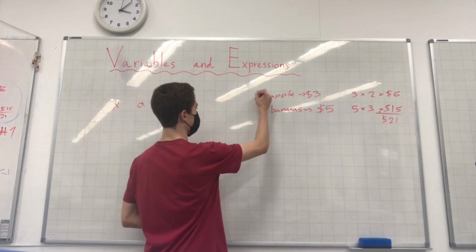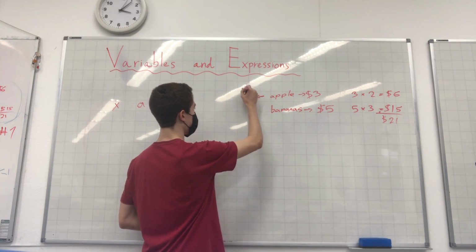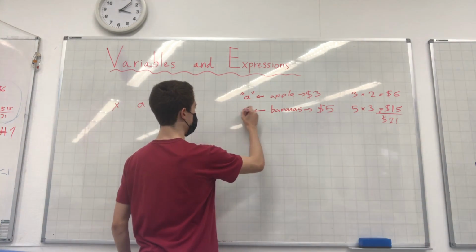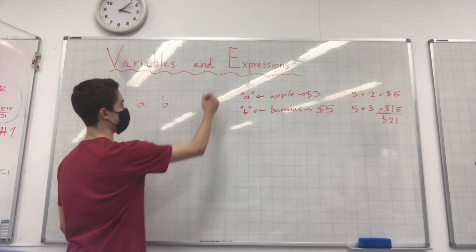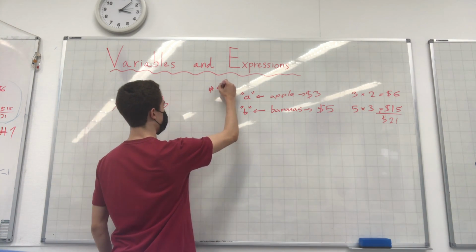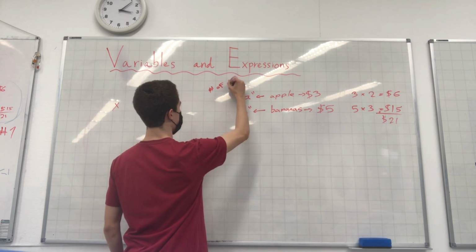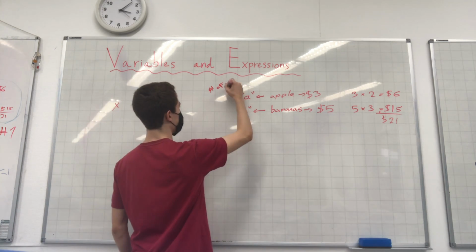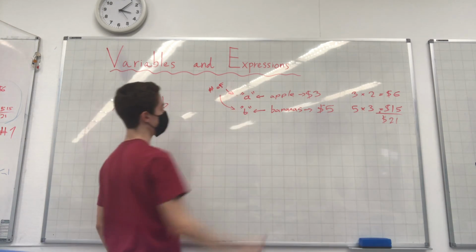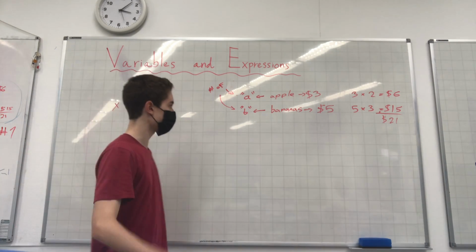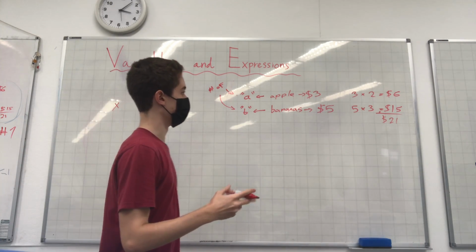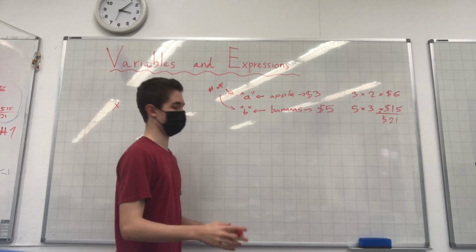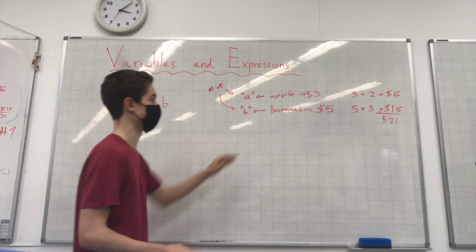So let's say the number of apples is represented by A, right? And let's say the number of bananas is represented by B. And this is the number of fruits that you buy, the number of apples that you buy, the number of bananas that you buy, all right? A and B. Then we can write these out in an expression, in a mathematical sentence, so that we can represent the situation, all right?